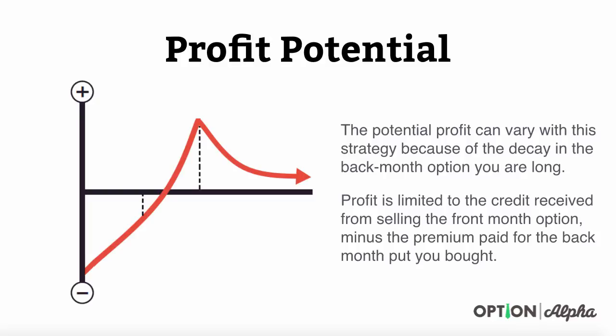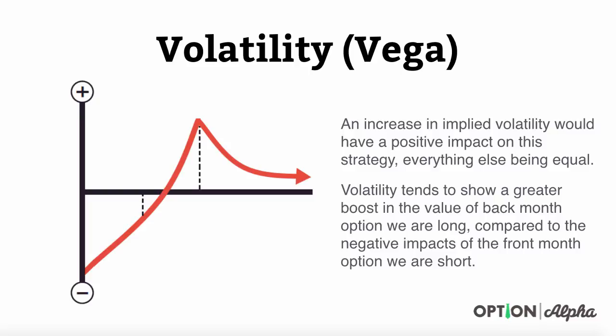As far as profit potential, it can vary with this strategy because of the different decay in the options between the front and back month. But generally, your profit is limited to the credit that you receive from selling the front month option minus the premium that you paid for the back month put option that you bought. And we'll ideally see this happen when the market closes at the short strike of that front month option that you sold. Volatility or Vega will generally have a pretty positive impact on this position, everything else being equal.